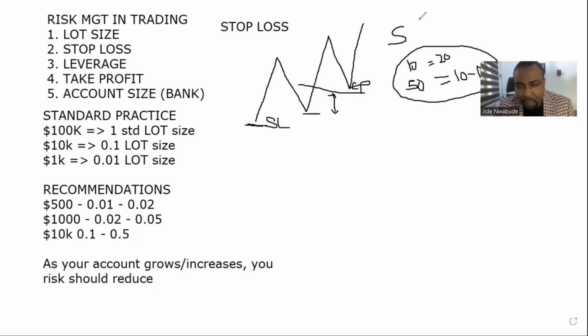A lot of people will start trading, and after a while they get used to it and say, my stop loss is not needed, so I'm trading without stop loss. So they start trading without stop loss. When you start trading without stop loss, you think stop loss is limiting you.